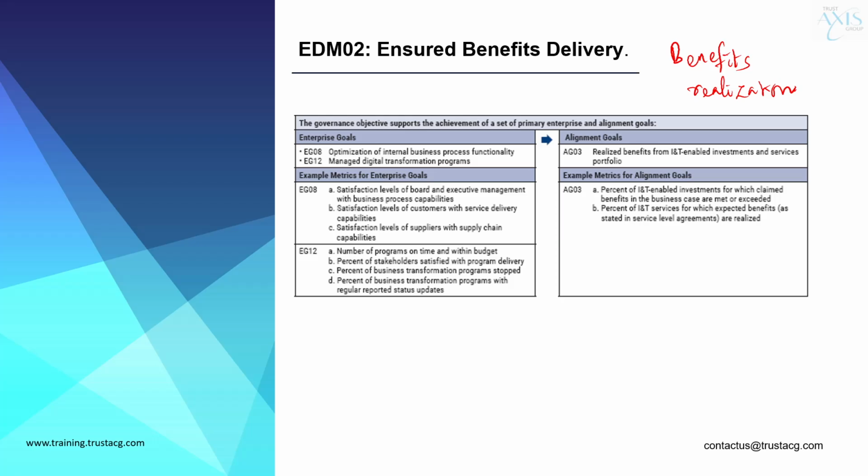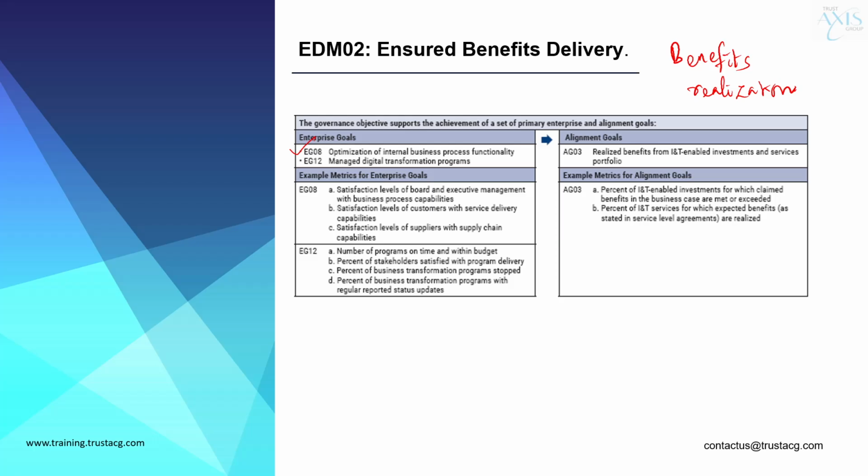So, the first enterprise goal this governance objective is striving to meet is around optimization of internal business process functionality. This basically means how efficiently and effectively the business is operating through better IT enabled processes.